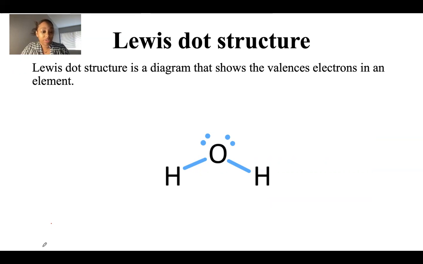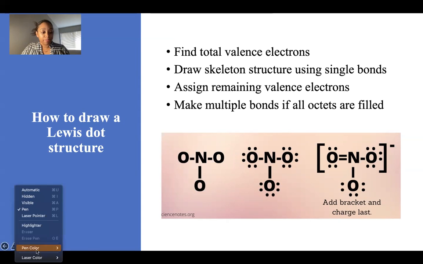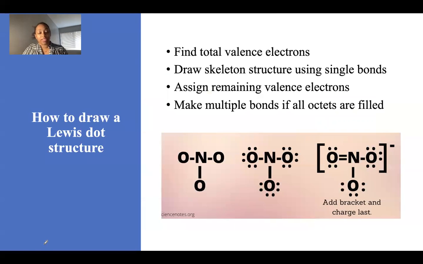So pretty much you do the same thing for every element. You find the total valence electrons of that element. In this case, the element is nitrogen, and from this distribution of Lewis dot structures, nitrogen has 5 valence electrons. Then you draw the skeleton just like what's happening here. You write N, and then place 1, 2, 3, 4, 5 dots.